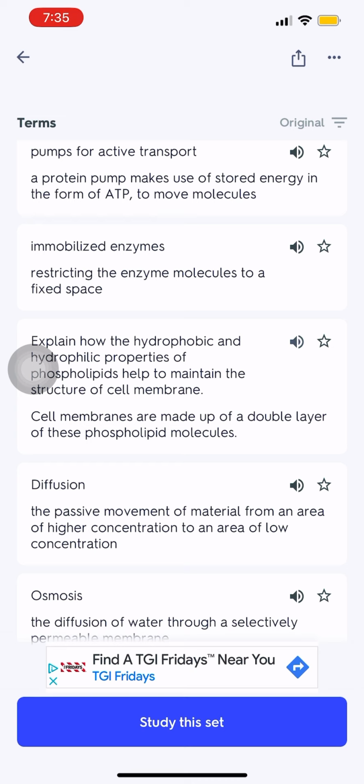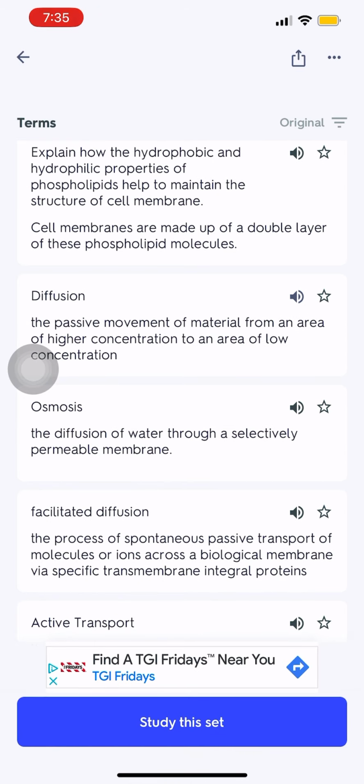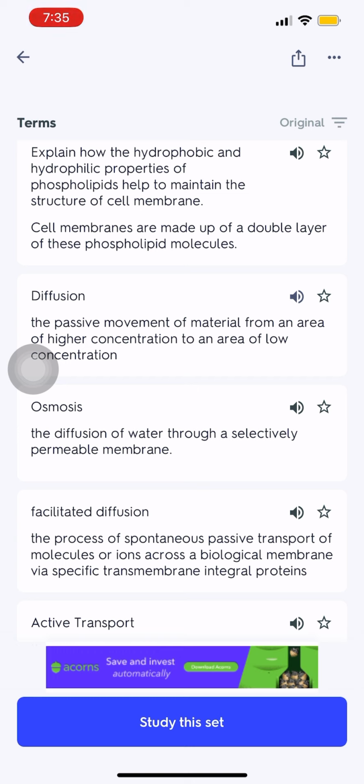Explain how the hydrophobic and hydrophilic properties of phospholipids help to maintain the structure of the cell membrane. Cell membranes are made up of a double layer of these phospholipid molecules. Diffusion, the passive movement of material from an area of higher concentration to an area of low concentration.